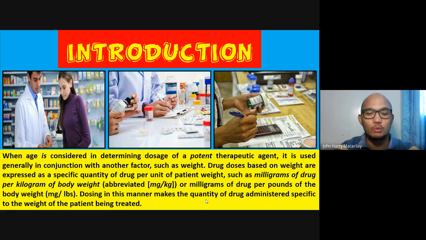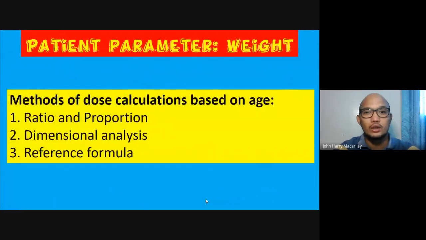So you're going to compare which is more accurate between age and weight. It's the weight, right? So here are some methods of those calculations based on weight: ratio and proportion, dimensional analysis, and reference formula.